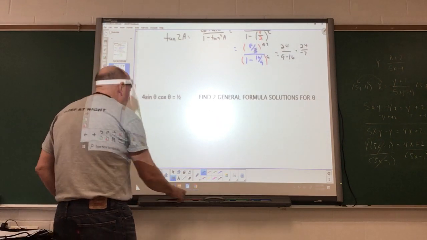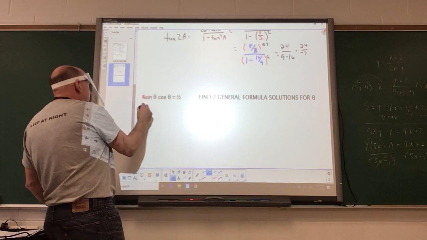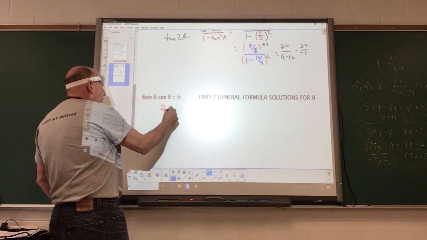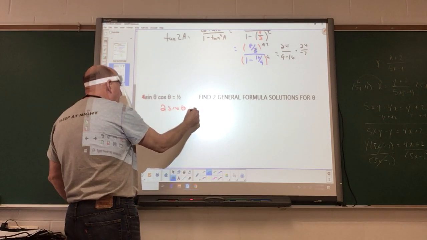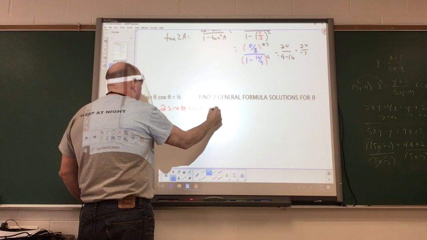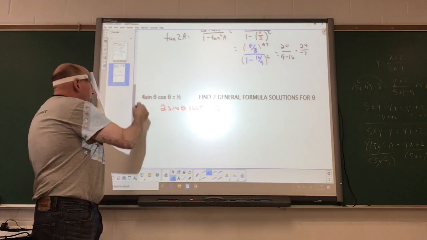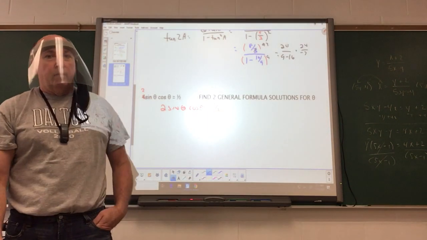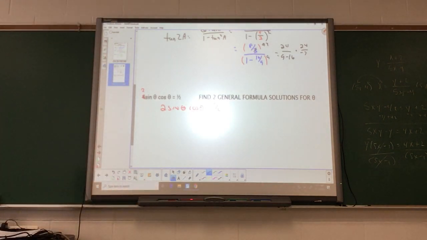I'm going to change this last problem. Let's change it to 2 sine theta cosine theta is equal to 1/2. Now I'm looking at the right-hand side. What looks like 2 sine theta cosine theta and taking it to the left? Which double angle is it?